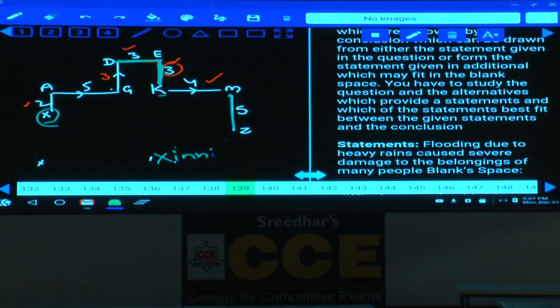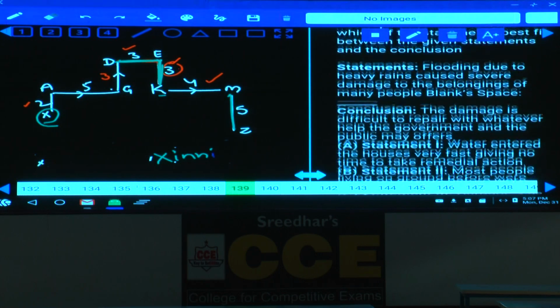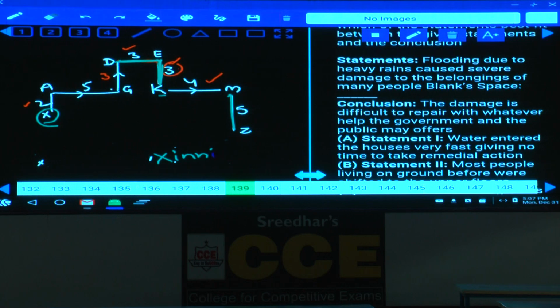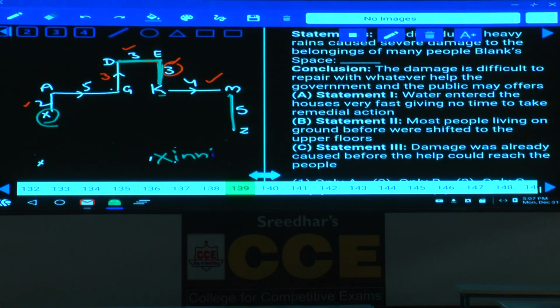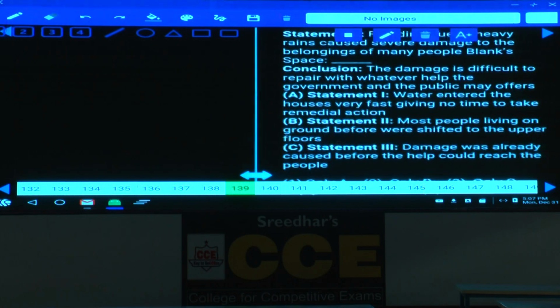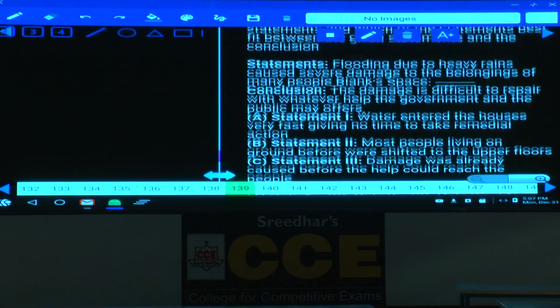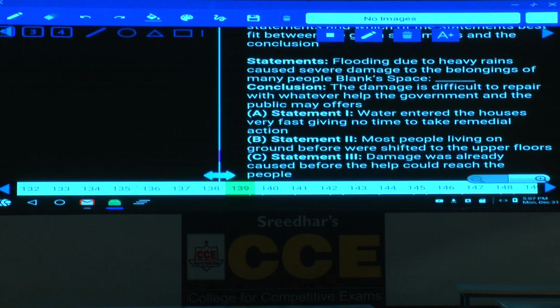Now it is statements and conclusions. Now in these statements and conclusions, flooding due to heavy rains caused severe damage to the belongings of many people. Flooding because of what? Flooding due to heavy rains. Because of this flooding caused severe damage to the belongings of many people.